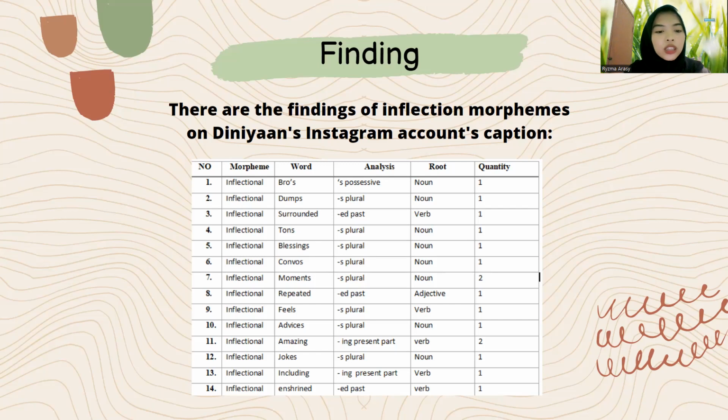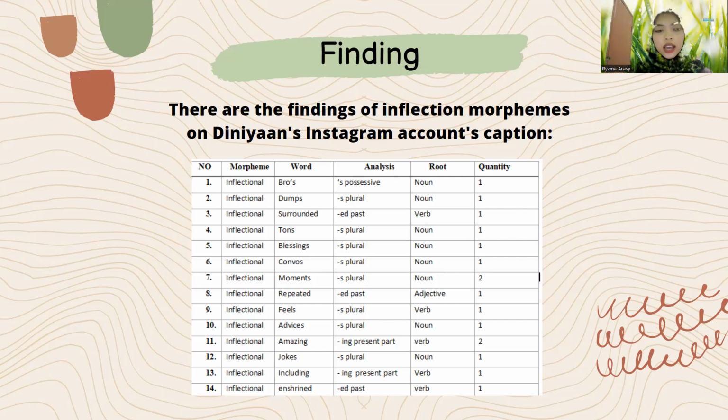Number 5 is blessings. The analysis is plural as a noun, the quantity is 1. Number 6 is convos. The analysis is plural as a noun, the quantity is 1. Number 7 is movement. The analysis is plural as a noun, the quantity is 2. Number 8 is repeated, the analysis is past.